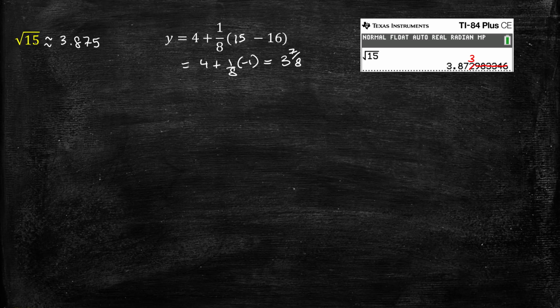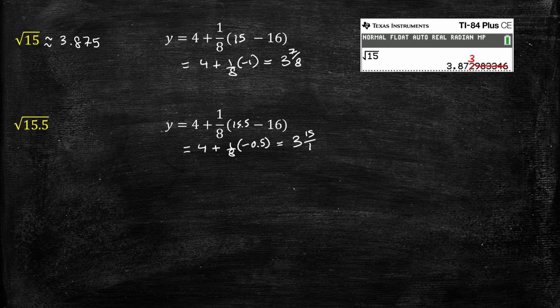So let's try to improve this. The closer we get to 16, probably the more accurate our approximation will be. So let's put in 15.5 here. This would be 4 plus 1/8 times -0.5. And as a fraction, that would be 3 15/16. And as a decimal, that will come out to 4 decimal places. So we're saying this is approximately 3.9375.